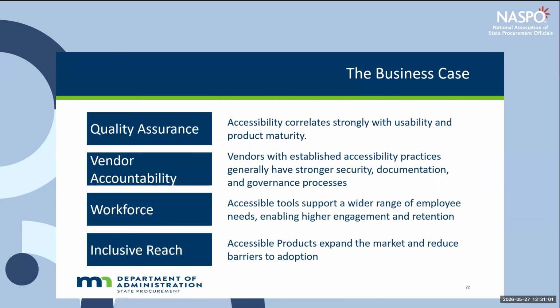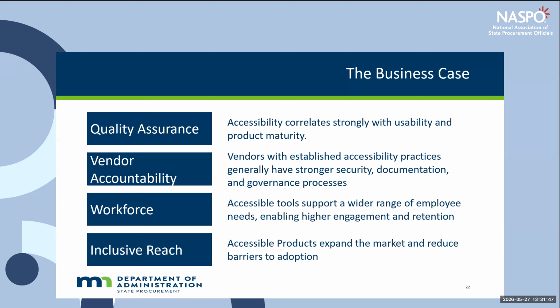So the business case, and we're going to talk about some tools that really help with these things, like quality assurance. Accessibility correlates strongly with usability and product maturity. So things that are accessible are generally more usable. They are more friendly documents to interact with. When I'm trying to read an article in a newspaper, especially if I've paid for my subscription, I get really angry when a pop-up comes up and I can't get that pop-up to go away. That's not very digital accessibility friendly, and doesn't make for a good user experience.